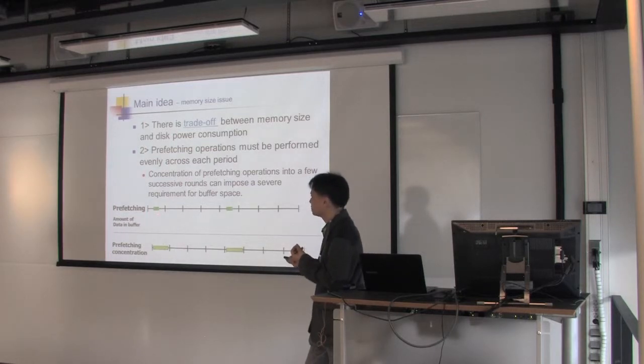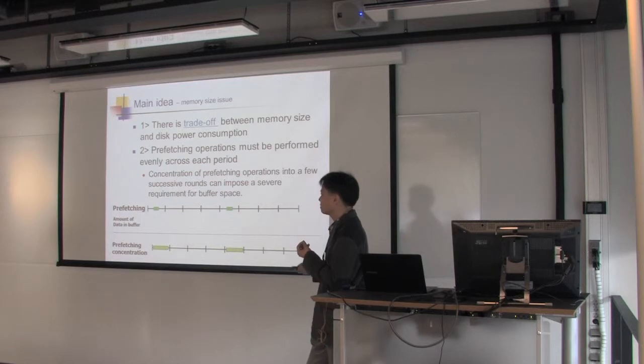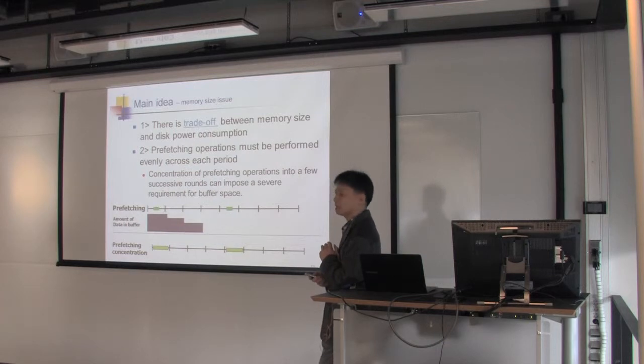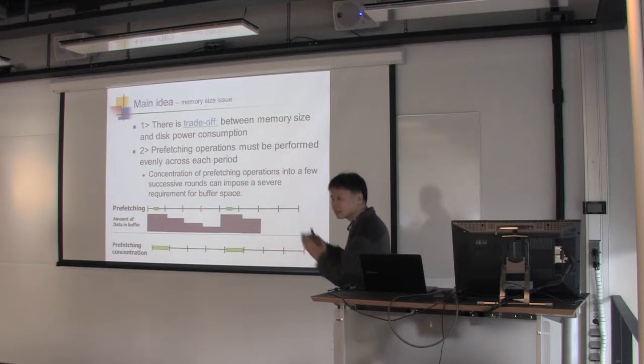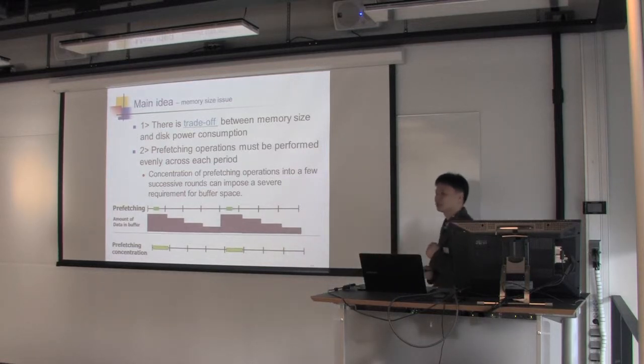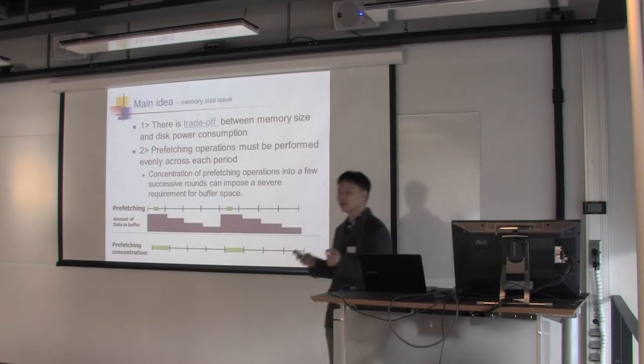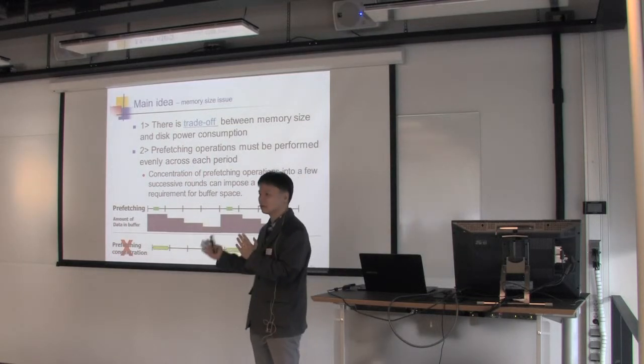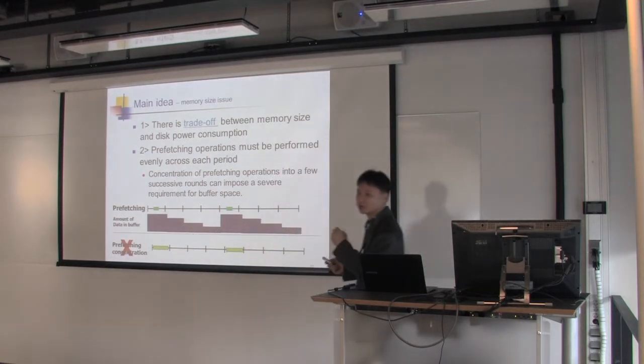Suppose that the prefetching happens in the first and fifth rounds. In the first round, the amount of data in the buffer becomes its maximum. But as data is transmitted to the client, the data in the buffer gradually decreases, as can be seen here. And in the fifth round, the buffer size becomes maximum too, but it gradually decreases, as can be seen here. This example clearly shows that prefetching concentration must be avoided because it may cause a significant buffer size. So the prefetching operation must be performed evenly across each period.